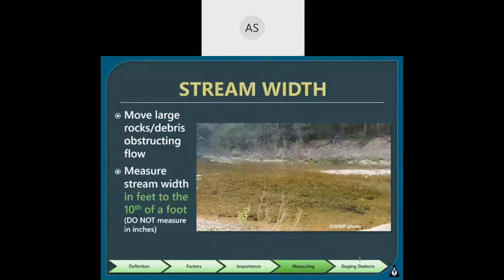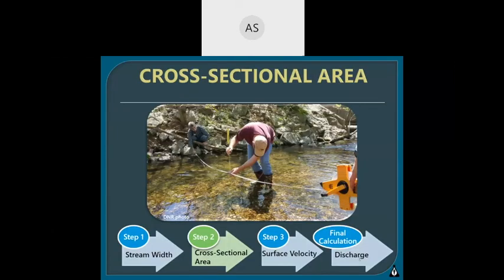All right, so back to stream width. You can move any large rocks that are in that 10-foot area that you're trying to measure. Just keep them in the stream, but just move them out of the way. Here is someone actually demonstrating how you measure straight across. All right, this is what it's going to look like. And then we are going into measuring the cross-sectional area, which is taking depth measurements.